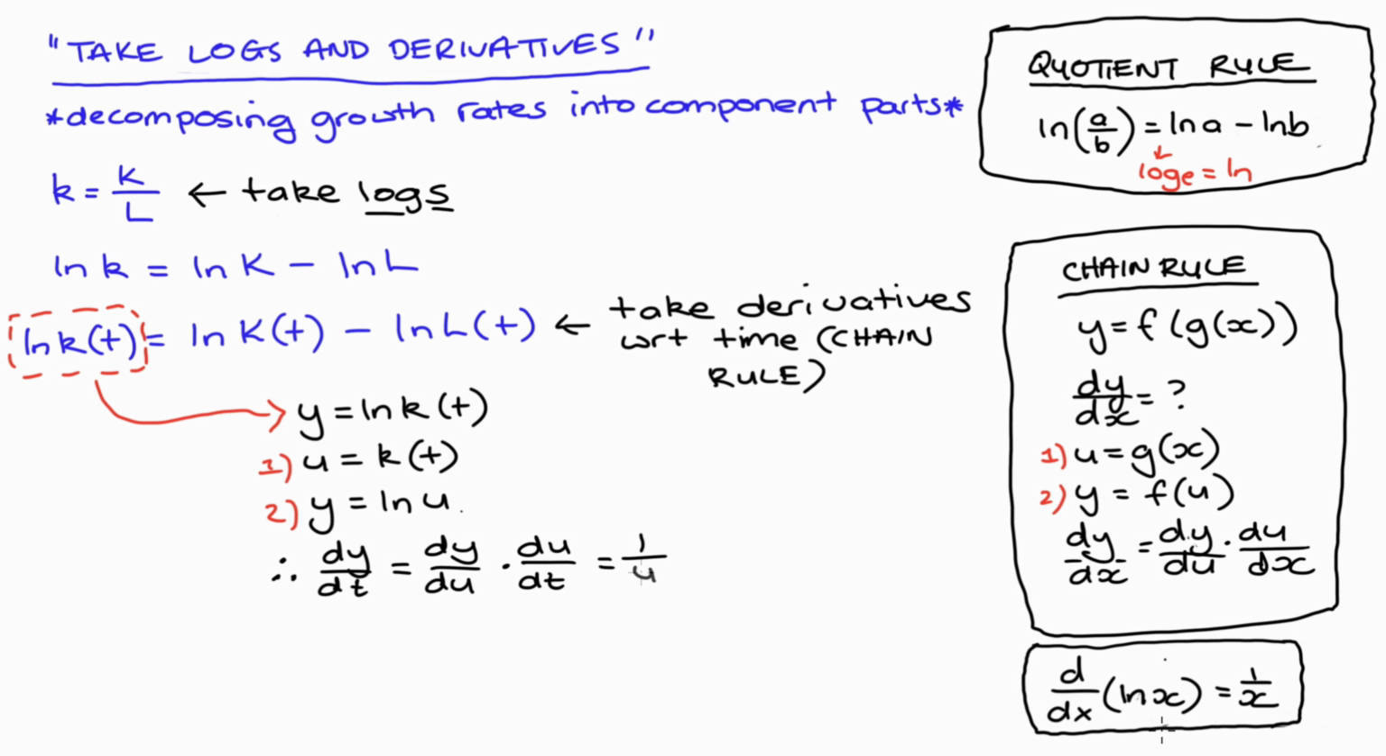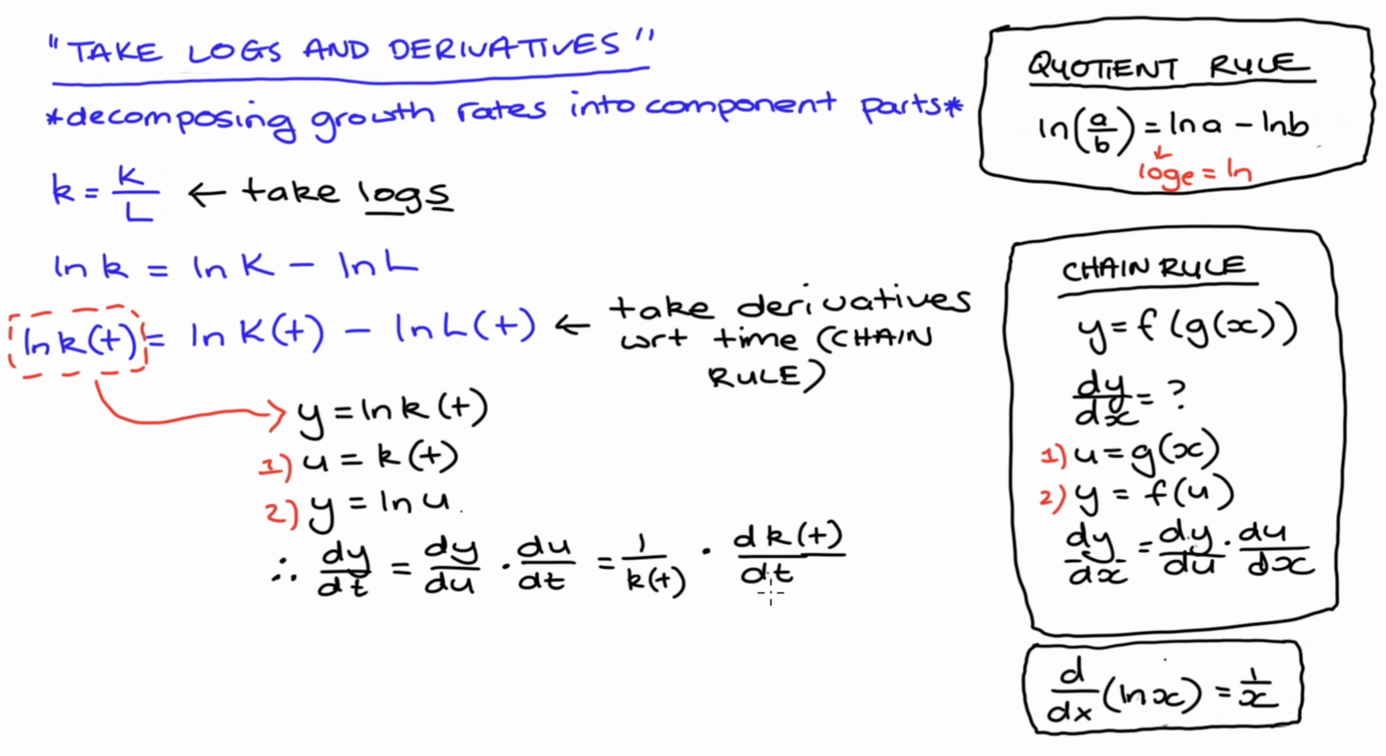Now u is equal to little k of t, so I can substitute back in my little k of t straight away, and we get 1 over little k of t as our answer. The next derivative is the derivative of u with respect to t, which is actually going to be equal to the derivative of little k with respect to t.